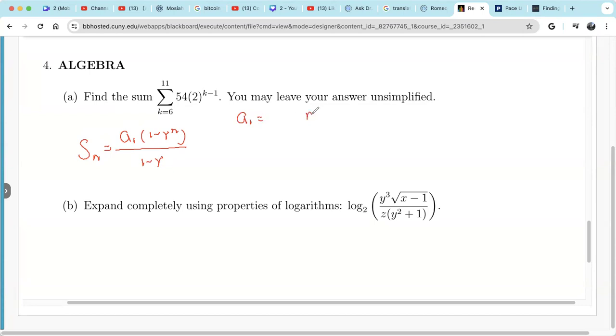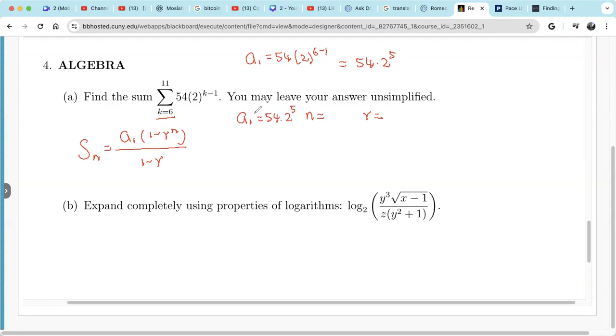So we need to figure out A1. We need to figure out n. We need to figure out r. 3 variables. So what is the A1? A1, k, the index starts with 6. So A1 equals 54 times 2 raised by 6 minus 1. Big number. So 54 times 2 raised by 5. Well, let's just keep it as this. Hopefully somewhere we can simplify 54 times 2 raised by 5.